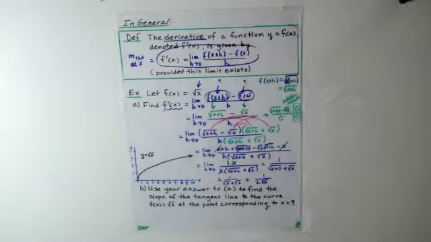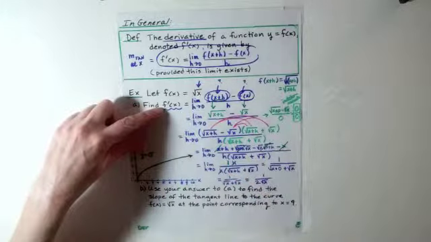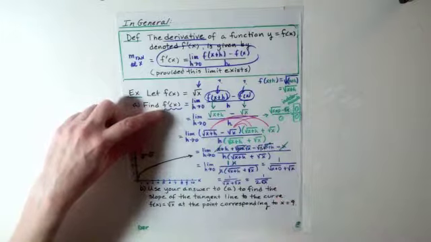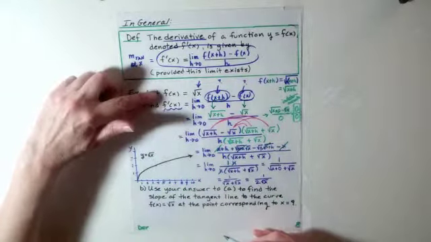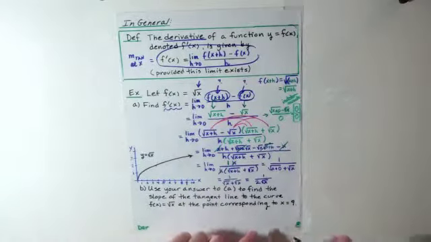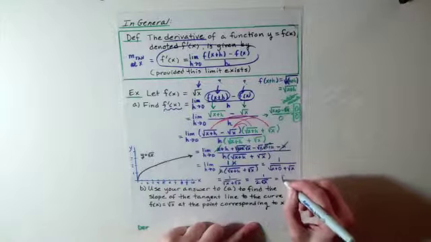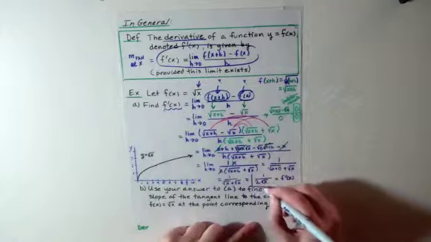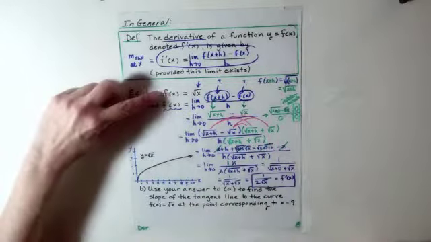Okay, and so we get 1 over 2 root x. And what have we found? Well, if we go all the way back up here, notice we were finding f prime of x. So this 1 over 2 root x is f prime of x, the derivative of the function f of x equals root x. So what we found here, this 1 over 2 root x is f prime of x, the derivative of f of x, where f of x is the function square root of x.